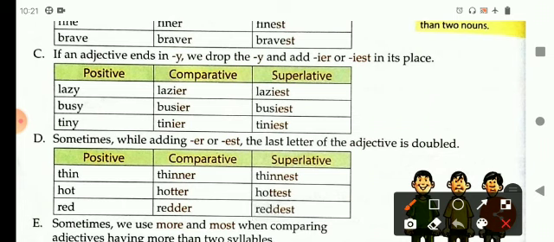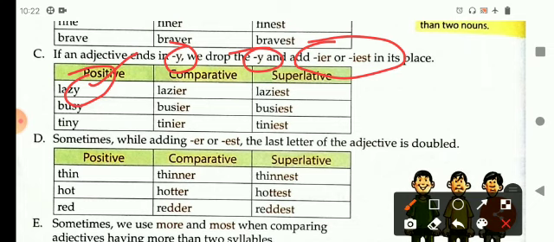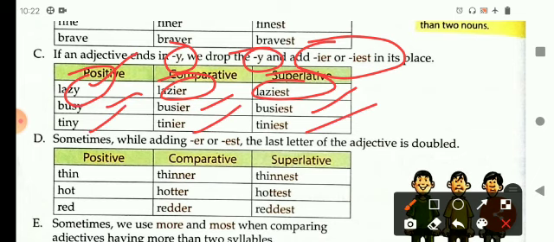If an adjective ends in y, we drop the y and add ier or iest in its place to make the comparative and superlative degree. For example, lazy, ending in y. So here we have dropped y from the lazy, ier added to it to make the comparative degree, and iest added to make the superlative degree. Lazy, lazier, laziest, busy, busier, busiest, and tiny, tinier, tiniest.